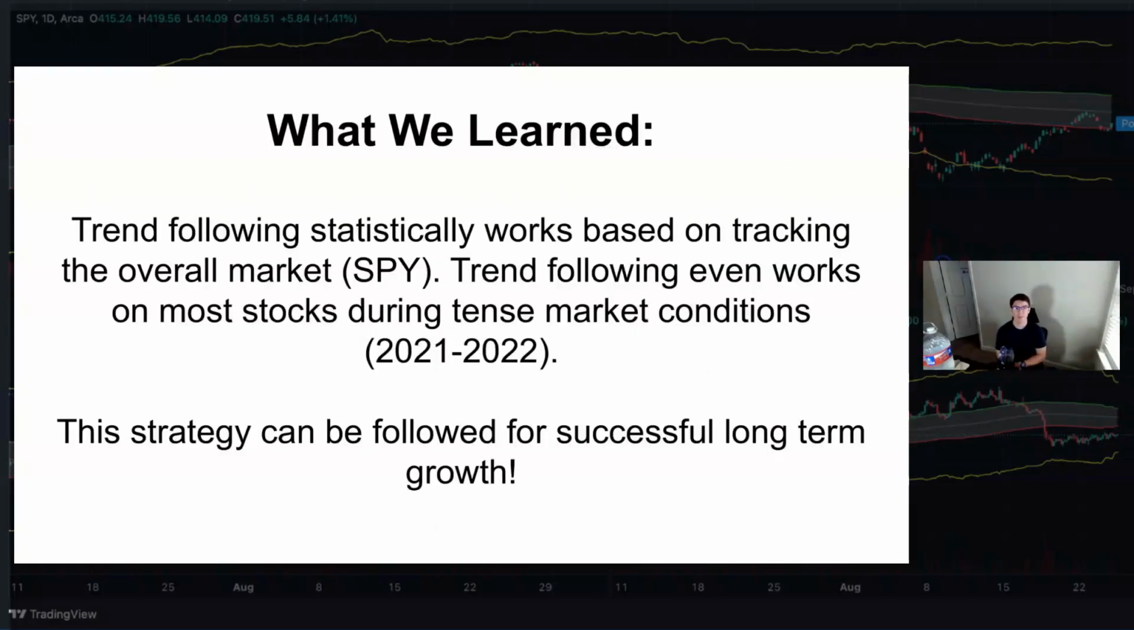So anyways, that kind of discusses what we learned. Trend following statistically works based on tracking the overall market, the S&P 500. Trend following even works on most stocks, especially during the recent market. The recent study between 2021 to now, or about halfway through 2022, yielded a profitable result. And again, this strategy can be followed and should have long-term success if followed correctly. So that is kind of what we did in the educational segment, learning how to backtest.